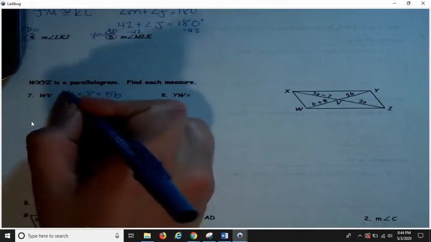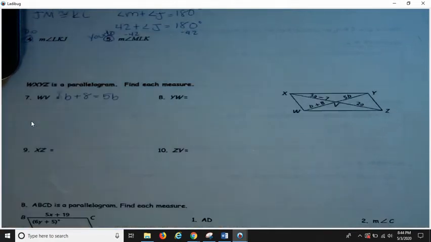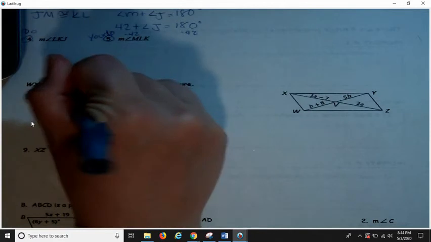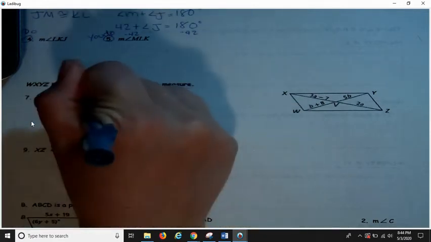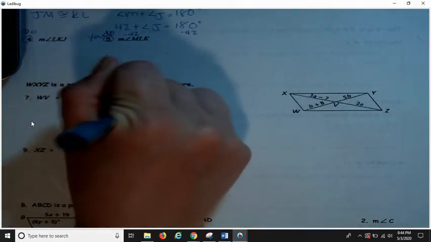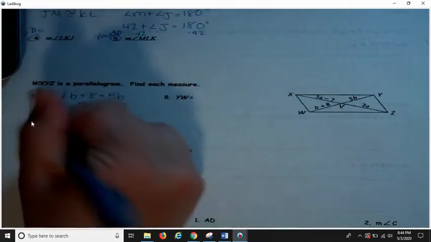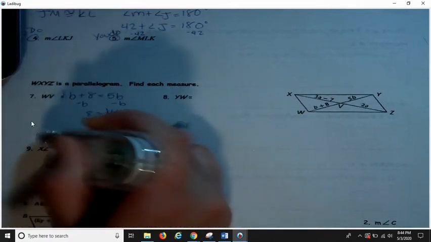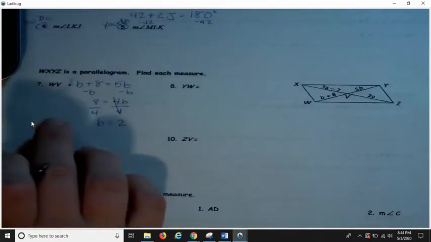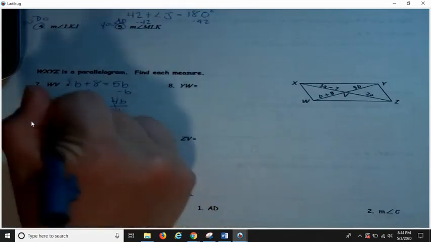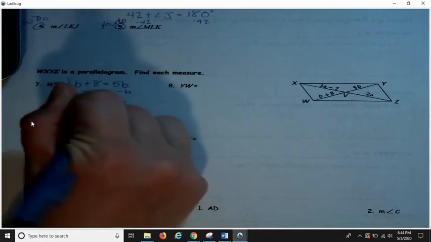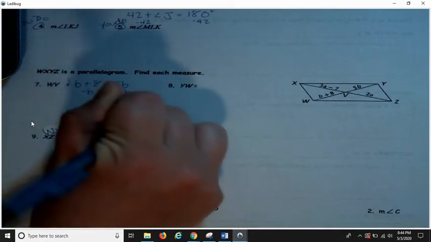So we can ignore this little equal sign, subtract B from both sides to combine our like terms and get 8 equals 4B. Divide both sides by 4, and we should get that B is 2. Then we can sub that back in. We know that B plus 8 was the measurement of WV, so WV is equal to B plus 8, which is really 2 plus 8, which is 10.